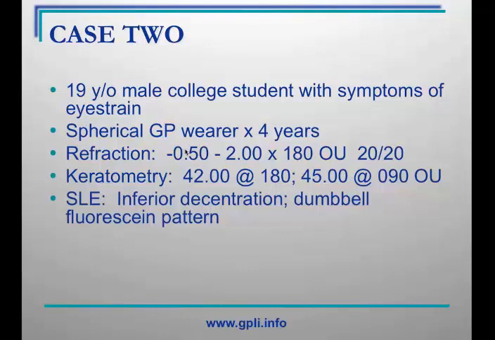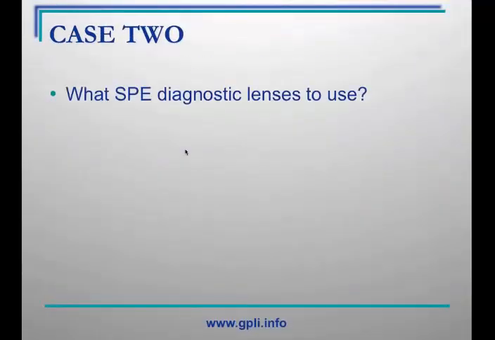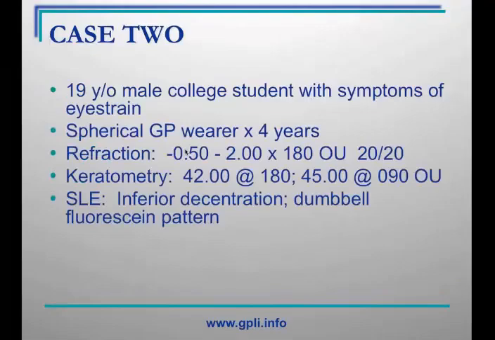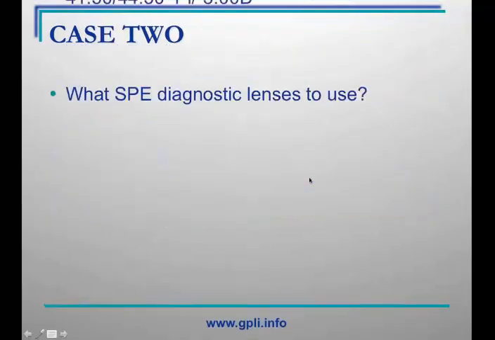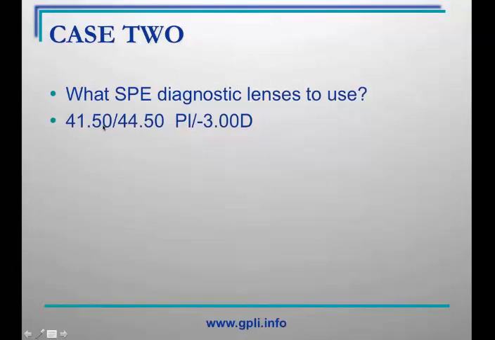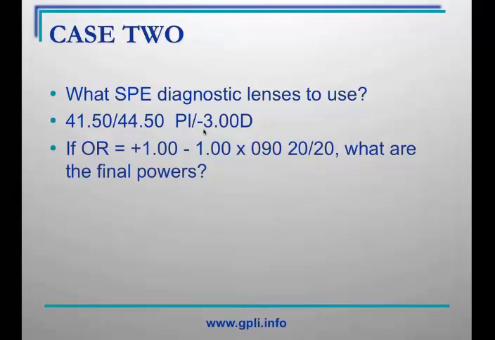So we'll select a bitoric diagnostic lens again. In this case, we'll select a lens that's slightly flatter than K. If we go back in time, you can see his K values are 42 times 45. So we'll jump ahead again. We'll select a lens slightly flatter than K. Again, plano and -3 powers. Now the overrefraction ends up being spherocylindrical, which you would expect because you predict residual astigmatism with this patient. Therefore, you receive an overrefraction of +1 -1 times 90, and that results in 20/20 vision.